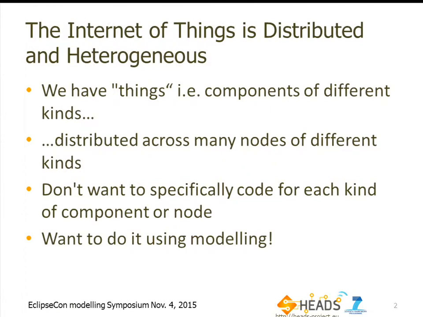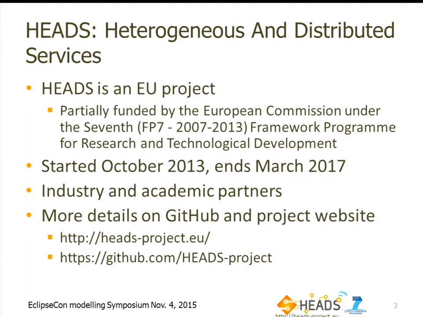And we want to avoid specifically coding our logic for each of these different kinds of things. We want to use modeling. And that's behind this project called HEADS, Heterogeneous and Distributed Services. It's a project funded partly by the European Commission, started late in 2013 and more or less in the middle now. As usual for these kind of projects, there is a mix of industrial and research partners.